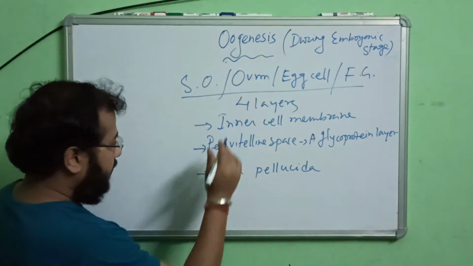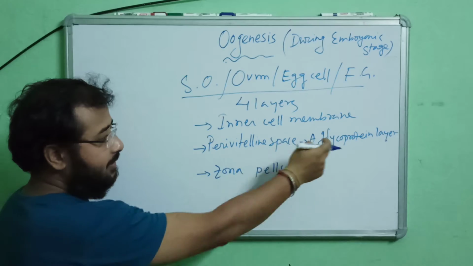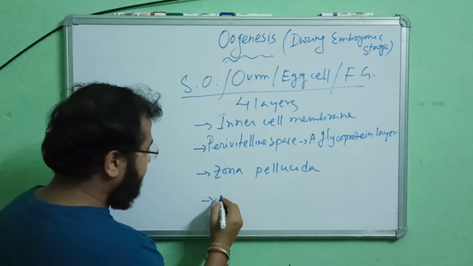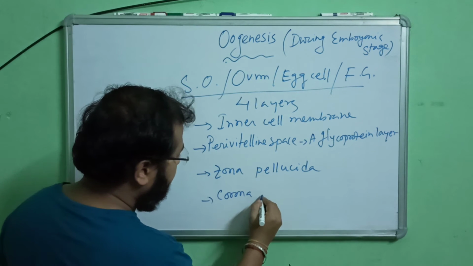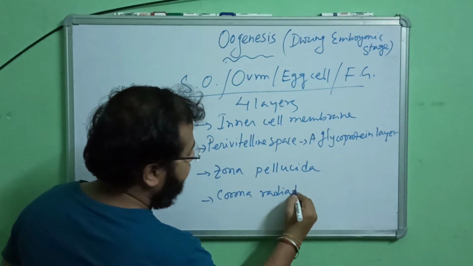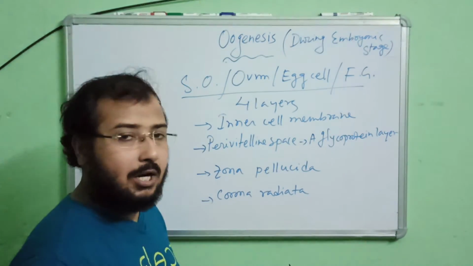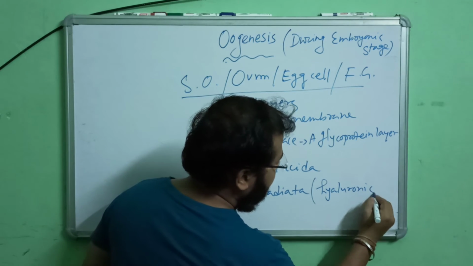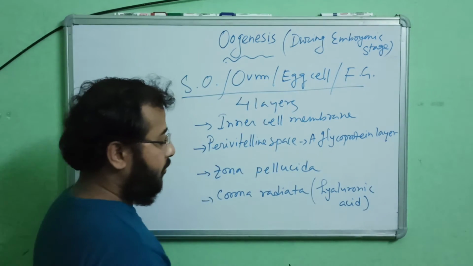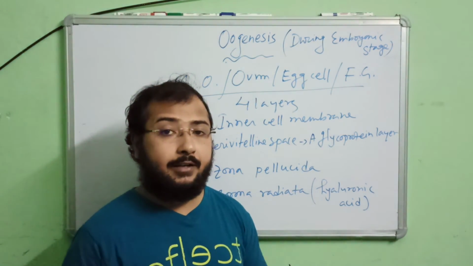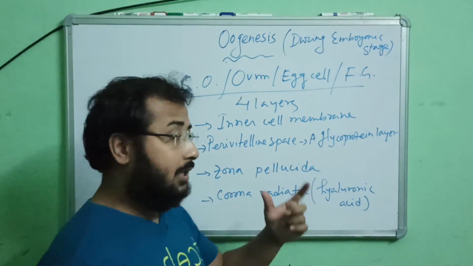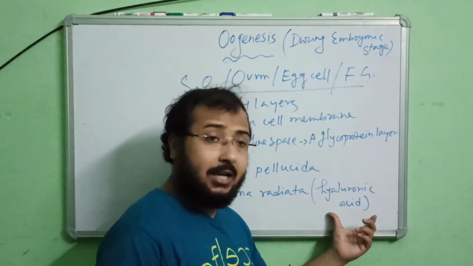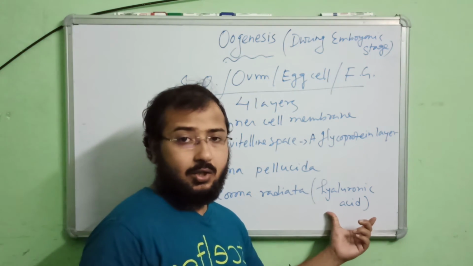Okay. So innermost one, then you can say this is the middle layer, this is the third outermost layer, and the outermost layer is the corona radiata. This outermost layer is rich in hyaluronic acid. Now, if you remember, while explaining the oogenesis process, I told that the antrum, the cavity where the 2 cells were there, was rich in hyaluronic acid. So it's common sense.